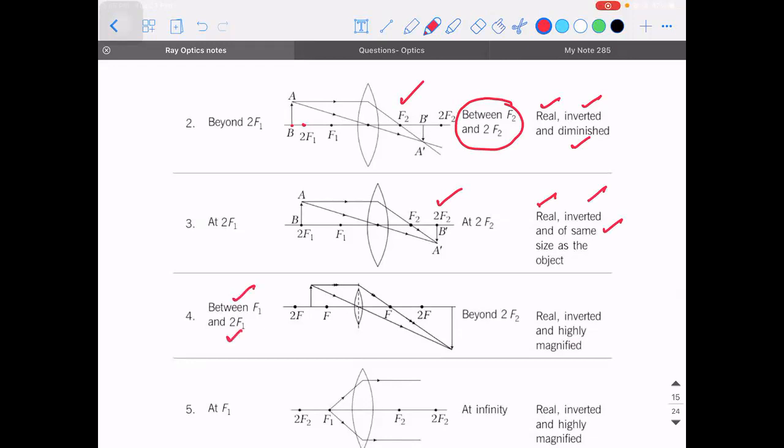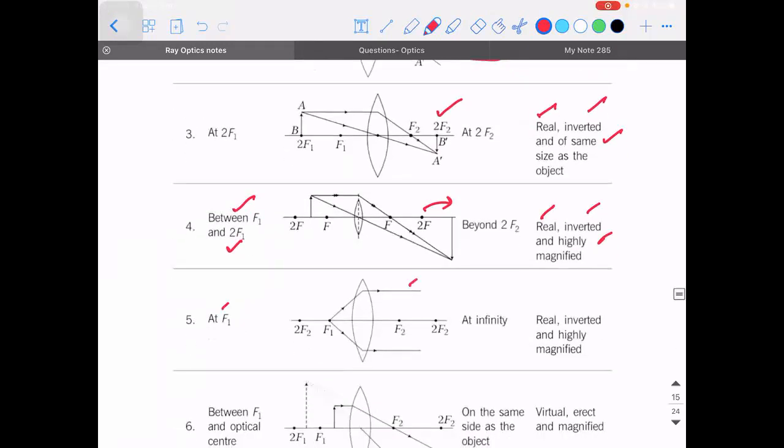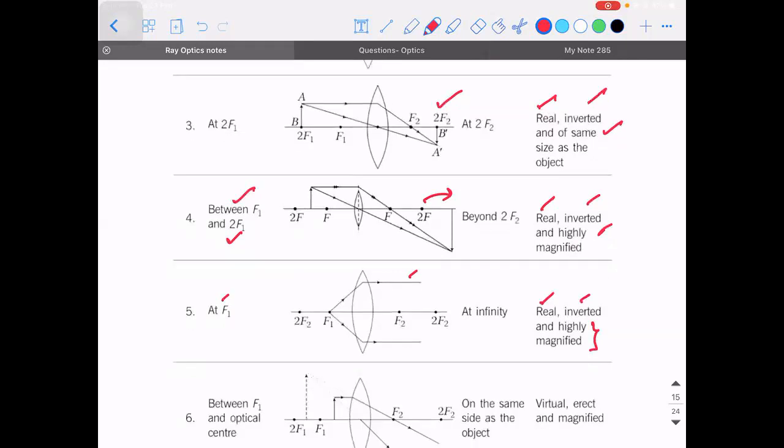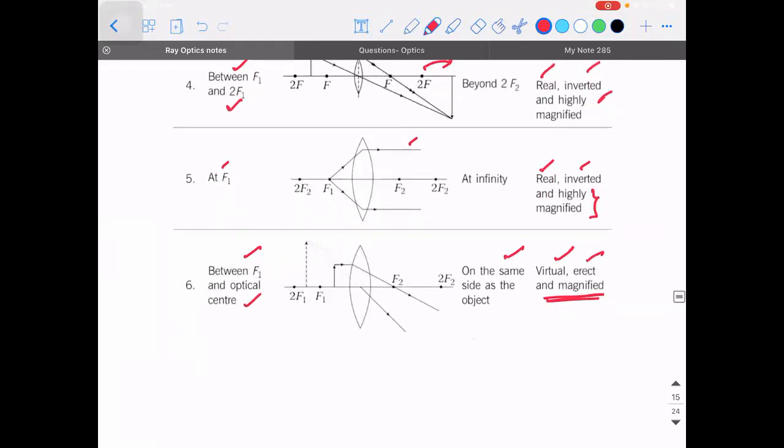Between f1 and 2f1, where will it be? It will be beyond 2f. It is real, inverted, and highly magnified. At f1, the image is formed at infinity. It is real, inverted, and highly magnified. Between f1 and the optical center, the image is on the same side. It is a virtual image. It is erect, and it is magnified. So this is the advantage of a convex lens, due to which it is used as a microscope. This is the reason why it has some special application.